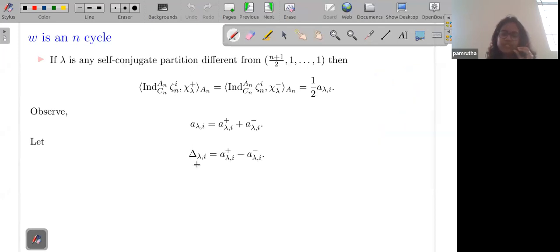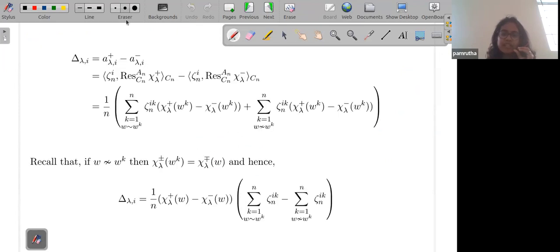Let's denote their difference by capital delta lambda. If we are able to find this value, we are done, since it gives us a lambda I plus and a lambda I minus. So our target is simply to find this difference, which is a multiplicity. Recall that we were considering induced representations, but by Frobenius reciprocity, which I explained earlier, we can rewrite this in terms of the restriction.